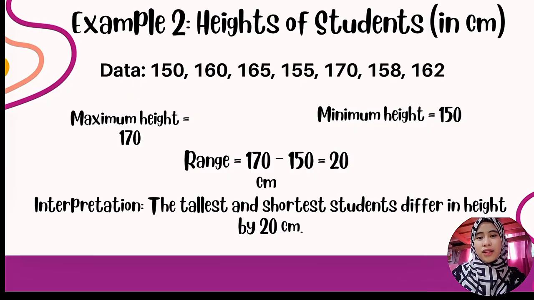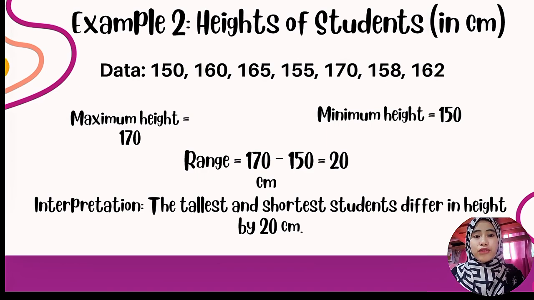Good day everyone, I am Nurhanisa Alimama. So in continuation for the example of the range, we have here the example number 2, which is the height of students. So the data we collected is 150, 160, 165, 155, 170, 158, and 162. So first we have to find the maximum height of the students. So we have here 170 and the minimum height of students is 150.